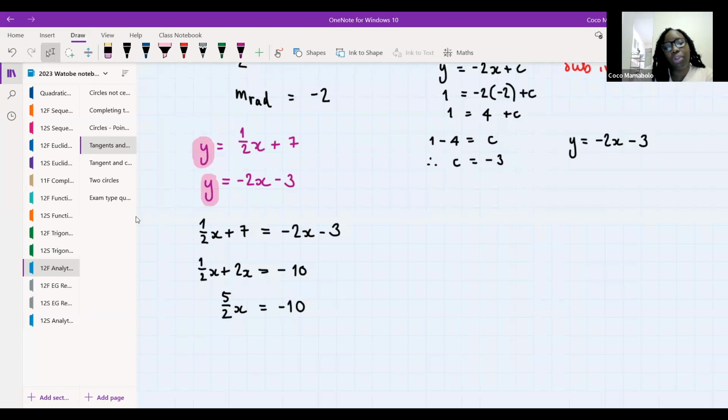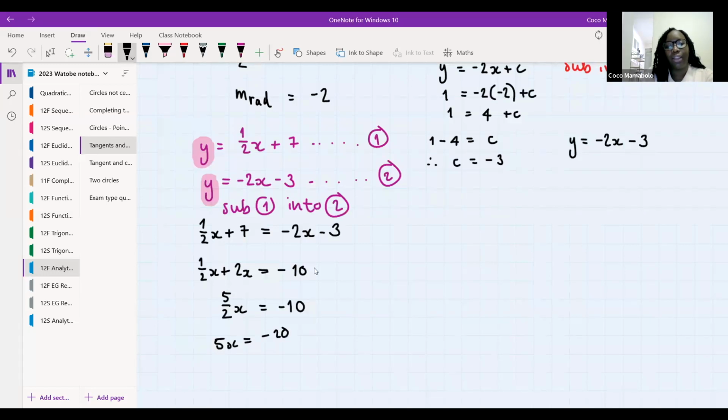Leanne says, would it be wrong to solve simultaneously? No, because that's actually what I've done. It's exactly what we've done, Leanne. You can even name this one 1 and name this one 2. So we're basically substituting. It's simultaneous equation by substitution. It's exactly the same thing that we've done here. I'm going to multiply both sides by 2, so I'll get 5x is equal to negative 20, and then x is equal to negative 4.